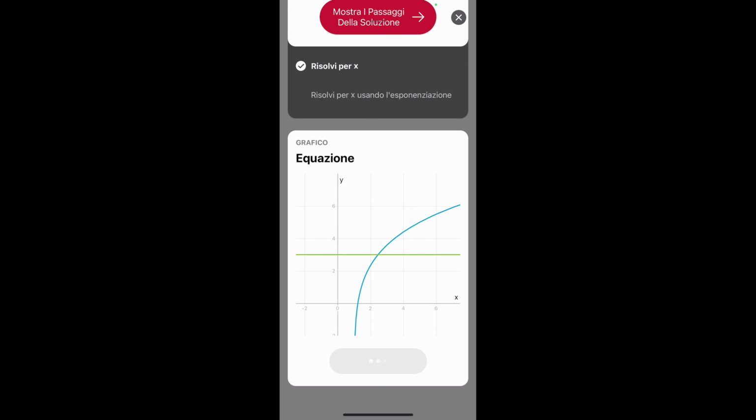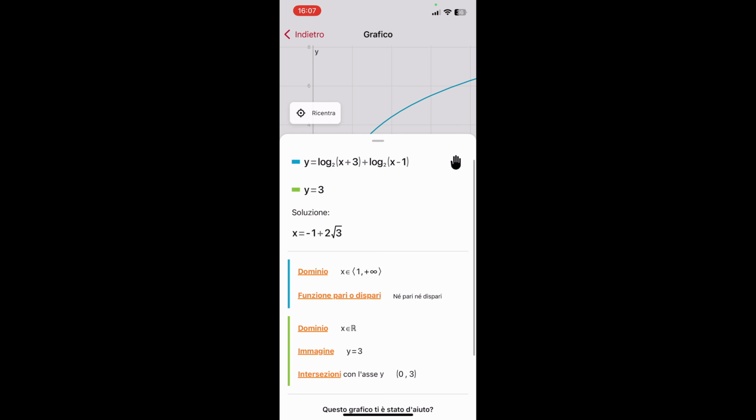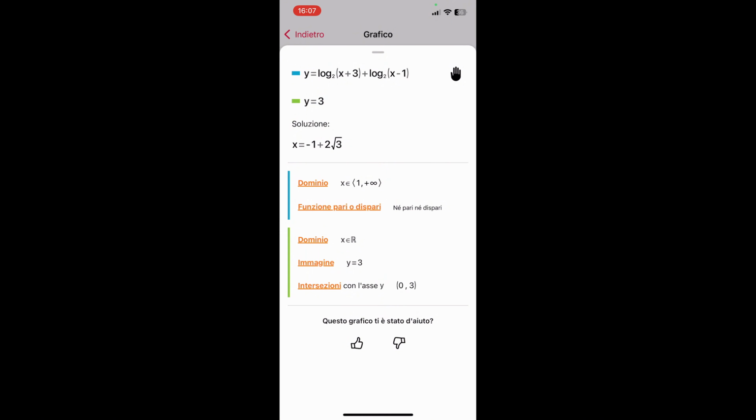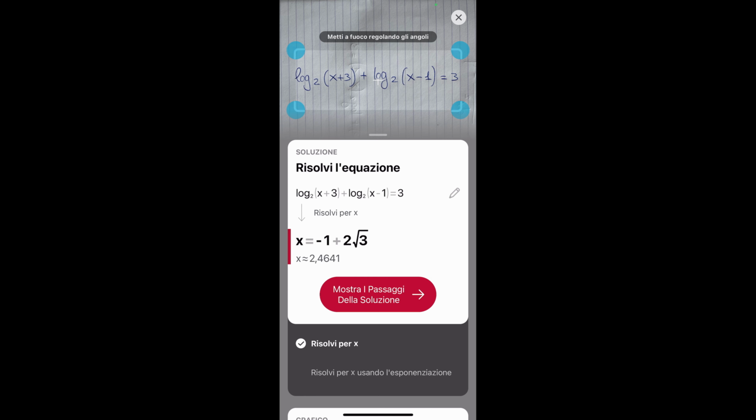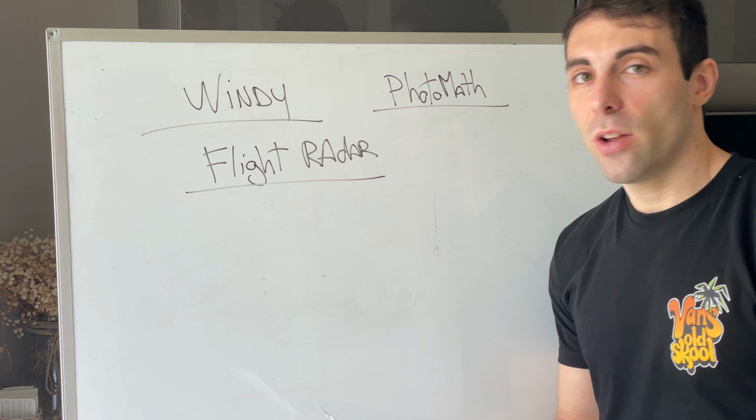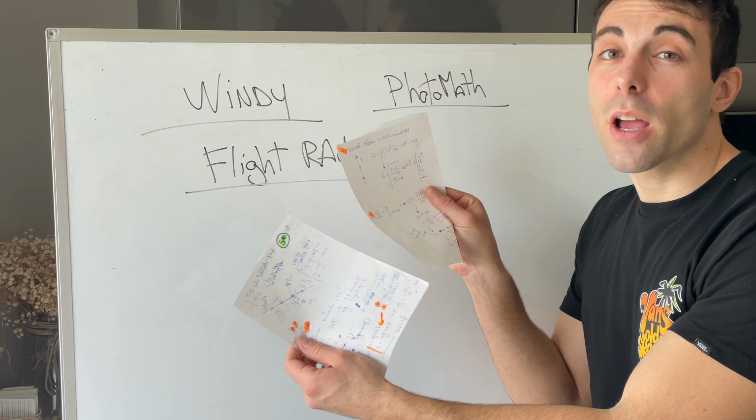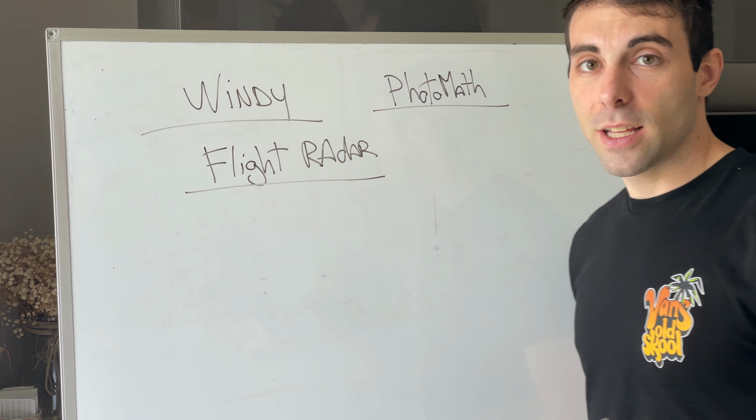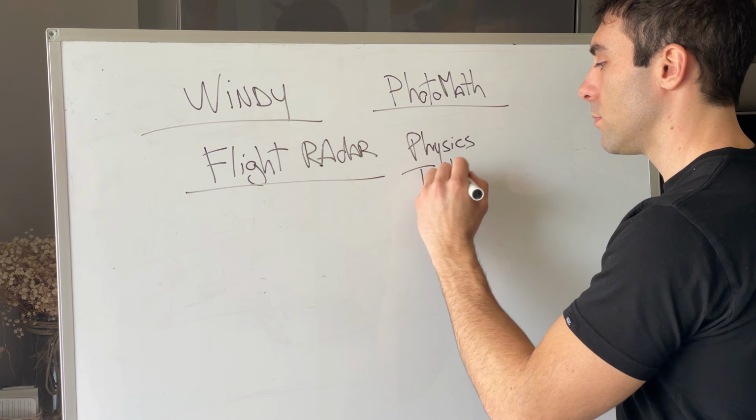If you move on, we also have plot information. In fact, you have the solution, you can see the domain, you can see the intersection you have with the axis, a lot of cool stuff. It's really useful if you end up with some kind of engineering problem, where you have to solve some kind of boring equation. Last but not least, the final tool I use every day as an engineer is called Physics Toolbox.